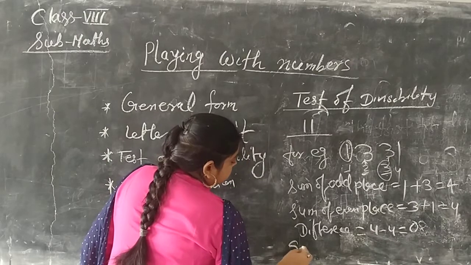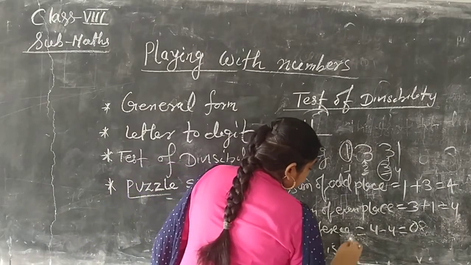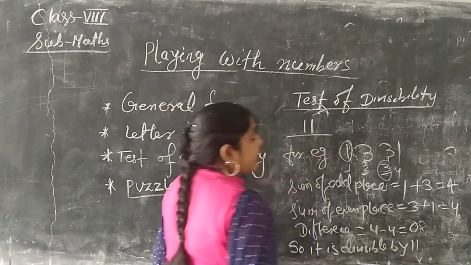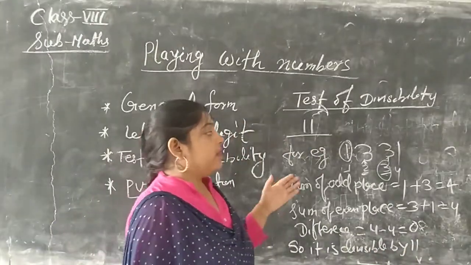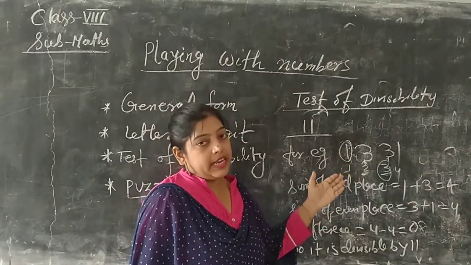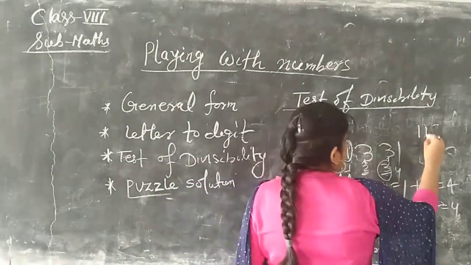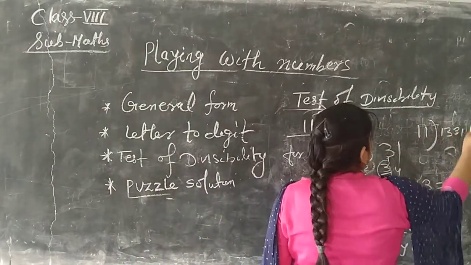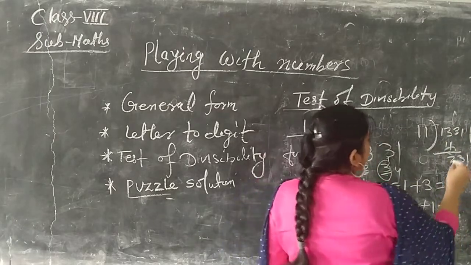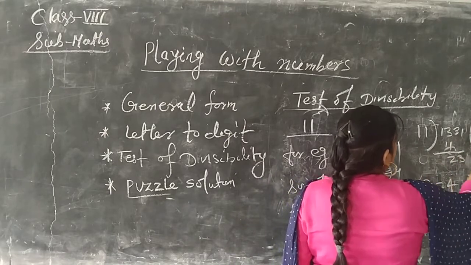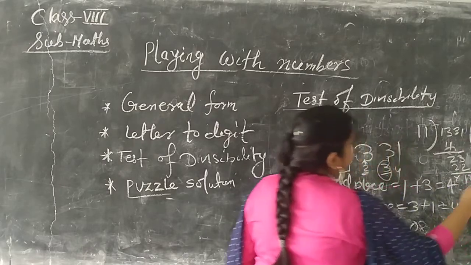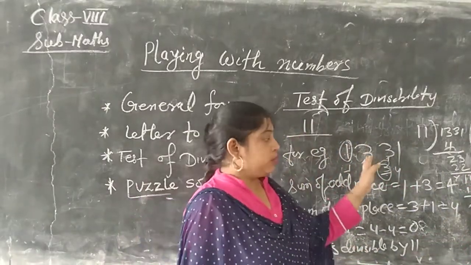So it is divisible by 11. How can we verify these numbers are divisible by 11? We know that we can simply factorize this number. Is this rule correct or not? Okay, now we write. If the remainder is 0, it means that the number is divisible by that number.